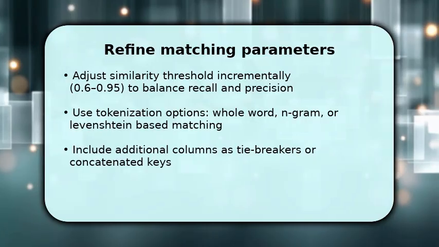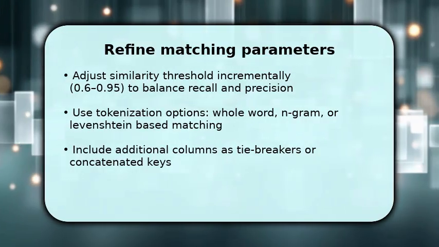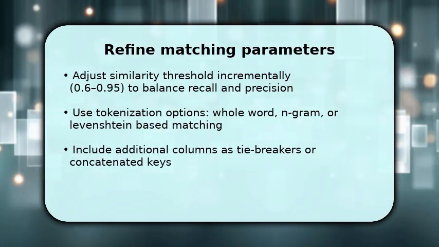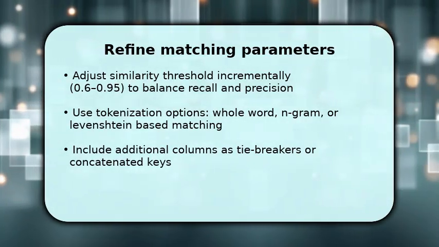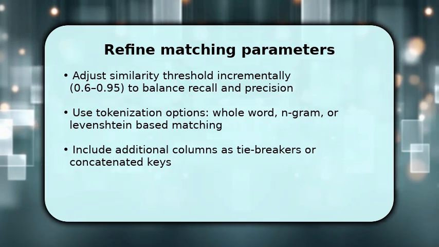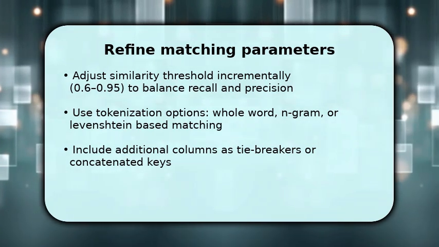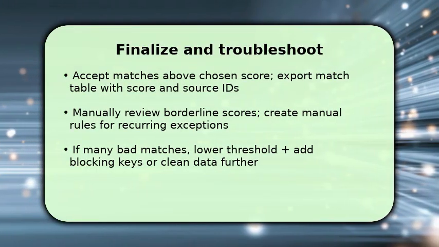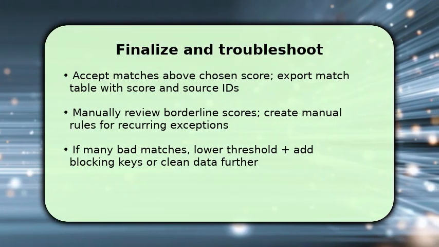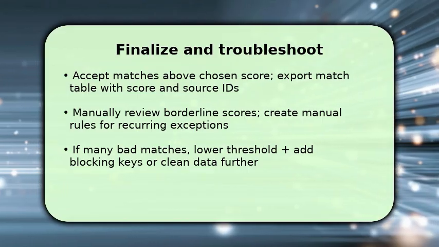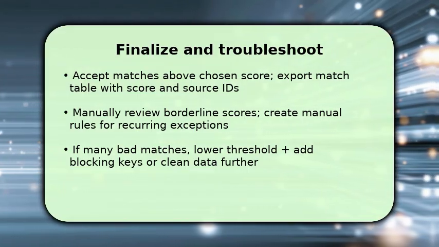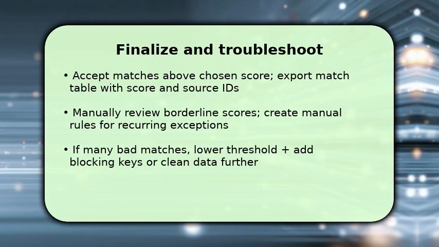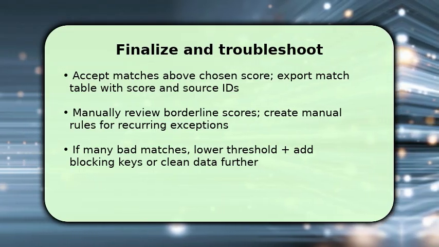Then add secondary columns or create concatenated keys for context, run the merge again, and compare. This iterative tuning lets you converge on reliable results. You finalize by accepting matches above your chosen similarity cutoff, exporting results with source ID and scores for auditing. Once done, manually review borderline pairs and codify any recurring exceptions into rules or lookup tables.